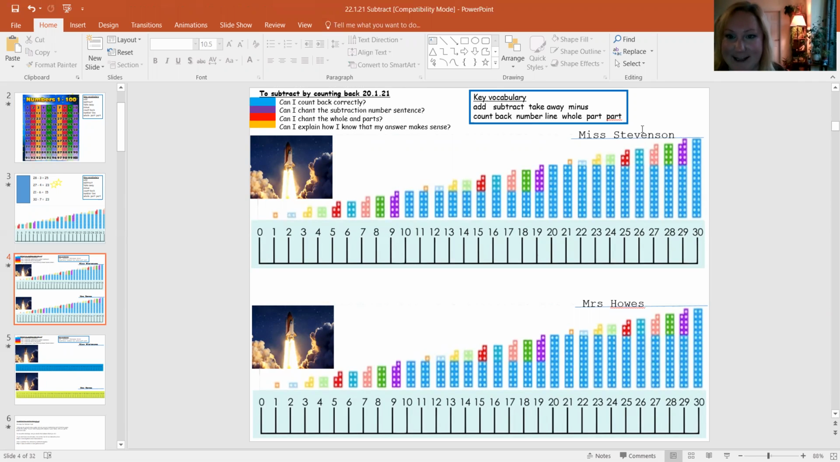I'm going to play here, Miss Stevenson, I've written my name on the line, against Mrs. Howes. Now I'm going to pretend Mrs. Howes is here. I have not got a dice in front of me, and I've tried to get the interactive dice to work on this screen, and I can't quite figure out how to do it. I think I need to ask Mr. Dooley for some help. So I'm going to pretend that we're going to roll the dice to play the game.